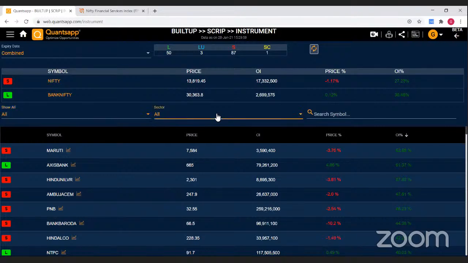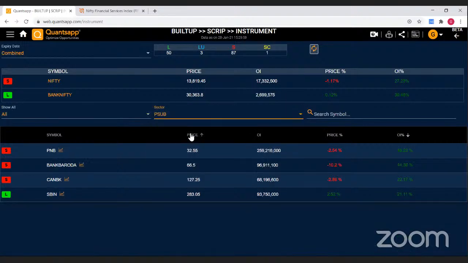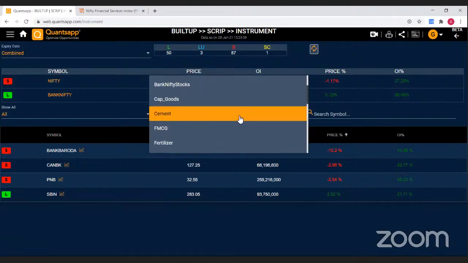Then it comes to the sector. We have seen PSU Banks were losing today. In the PSU Banks, except for SBI, every other stock was losing. Bank of Baroda 10%, Canara Bank, PNB almost 2.5%. SBI was gaining. You can see the quantum of open interest increase in the last day. Then we saw NBFC.